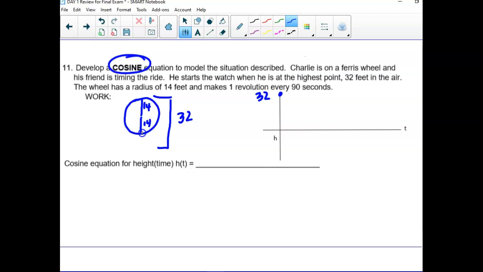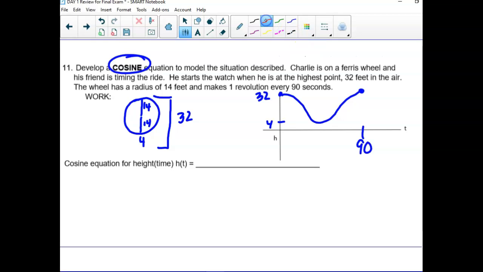28 all the way across, right? Wouldn't that leave 4 down here? Did I do that right? 4 and 14 is 32. So I think the lowest you ever go is 4, because that's 28 across, okay? Makes 1 revolution every 90 seconds. Guys, that's the period. Even if there was a phase shift, they're telling you it goes around back to where it started after 90 seconds.